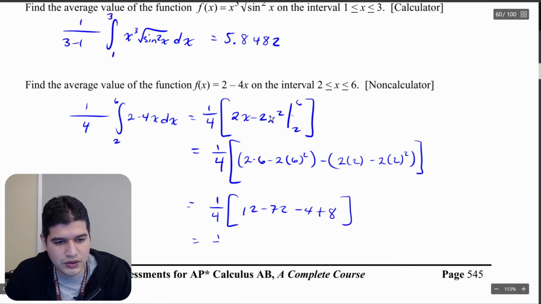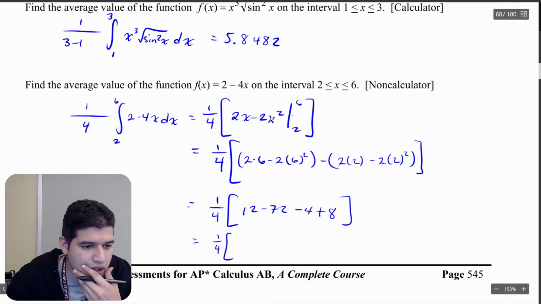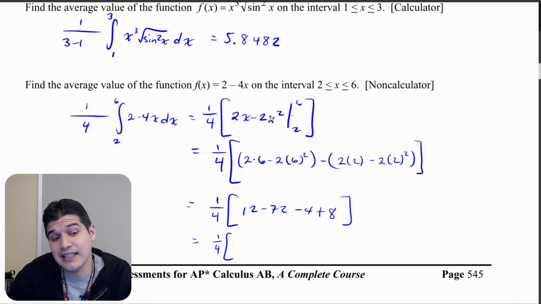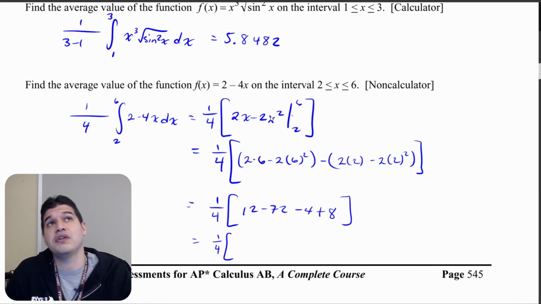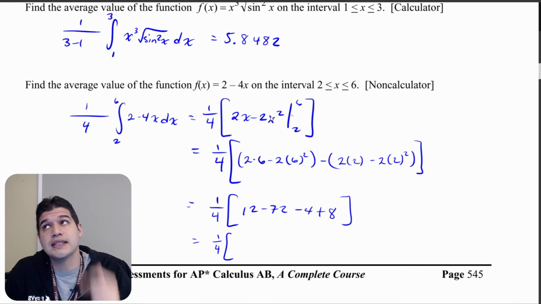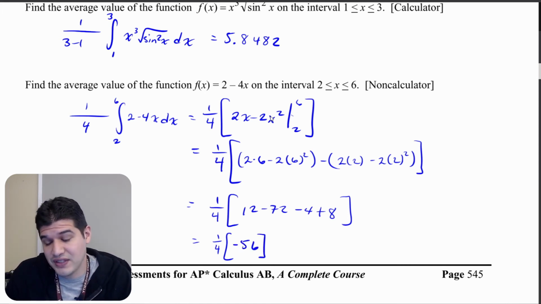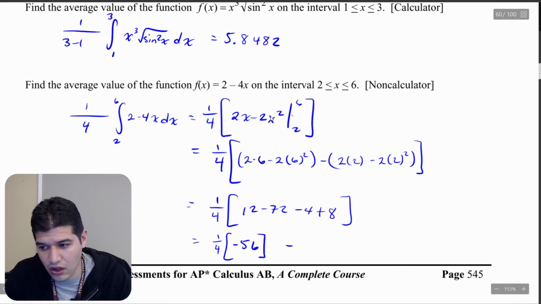Let's do everything inside of that bracket real quick. 12 minus 72 is negative 60. Negative 60 plus 8 is negative 52. And then minus 4, negative 52 minus 4 is going to be negative 56. So doing that, negative 56 divided by 4 comes out to be negative 14.